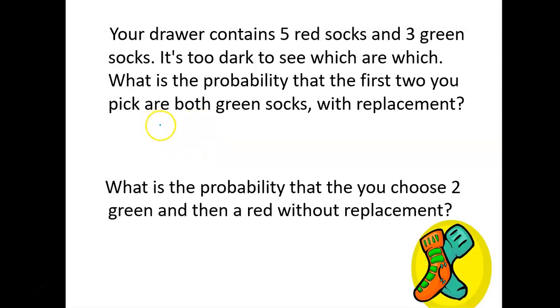So the first probability, since there are 3 green socks out of 8 total socks, would be 3 out of 8. On the second draw, since I replaced it, there would still be 8, and if I wanted green again, it would still be 3 out of 8. So 9 out of 64.